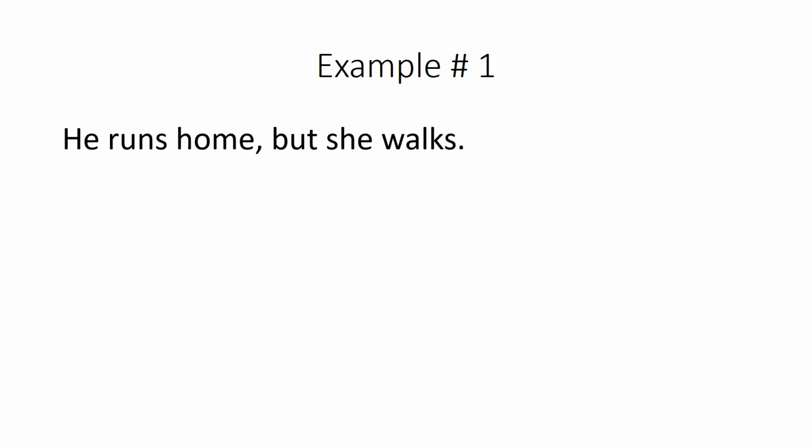Here's an example. He runs home, but she walks. He is the first subject, runs is the first verb, so runs home is the first predicate. That is one independent clause, a subject and a predicate. She is also a subject and walks as a verb. And if you remember our definition of a simple sentence, it can simply be a subject and a verb. And notice the 2 independent clauses are joined together by a coordinating conjunction, the word but. So that is a compound sentence.